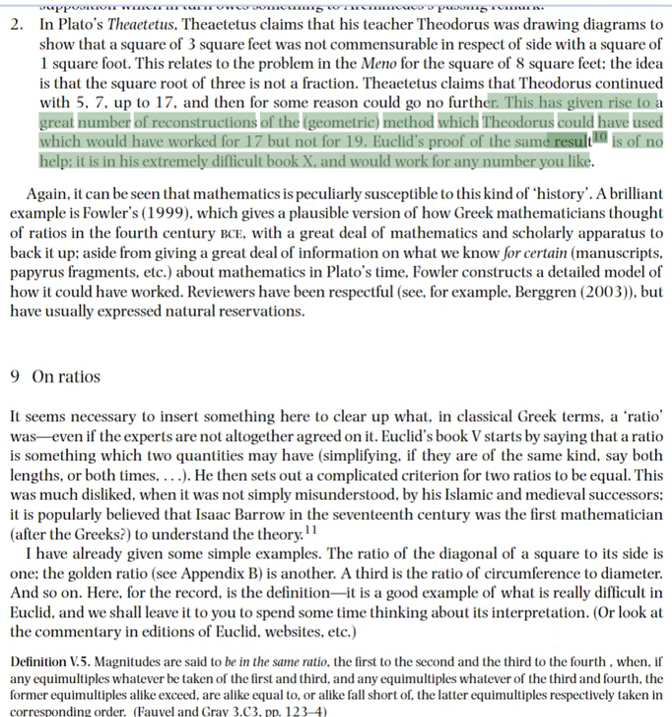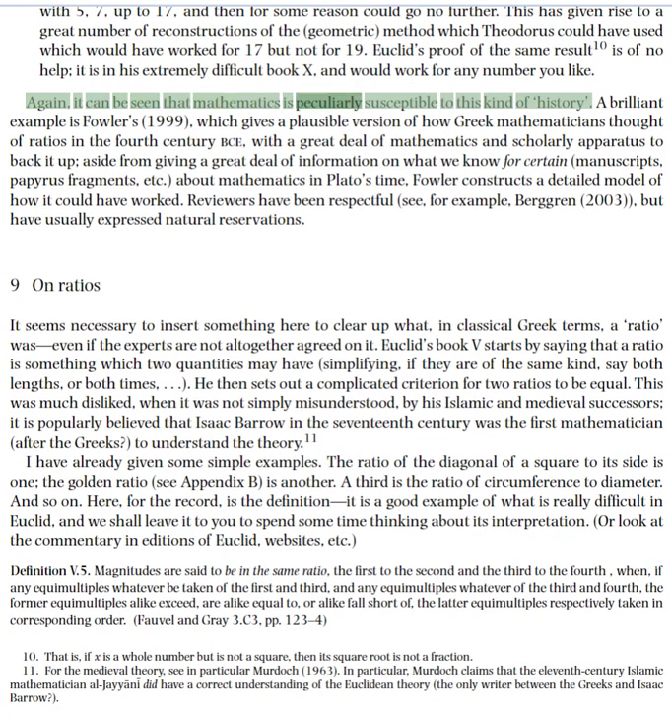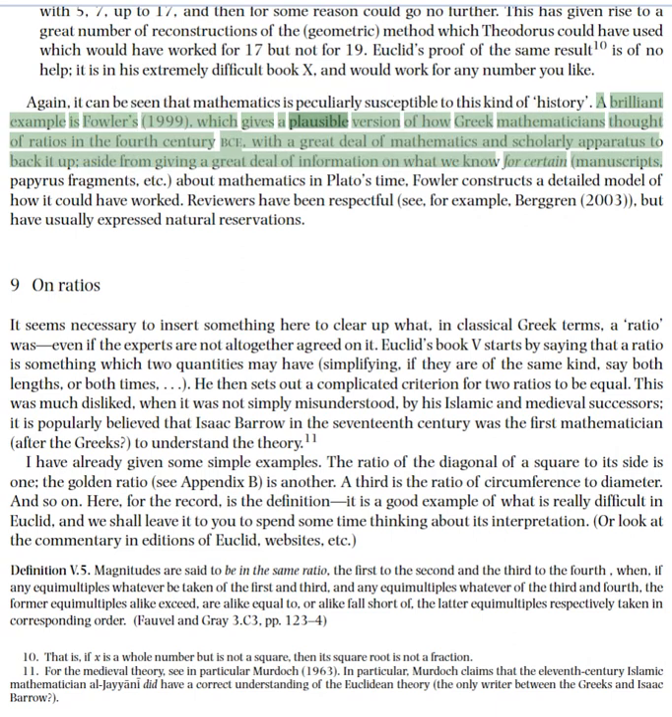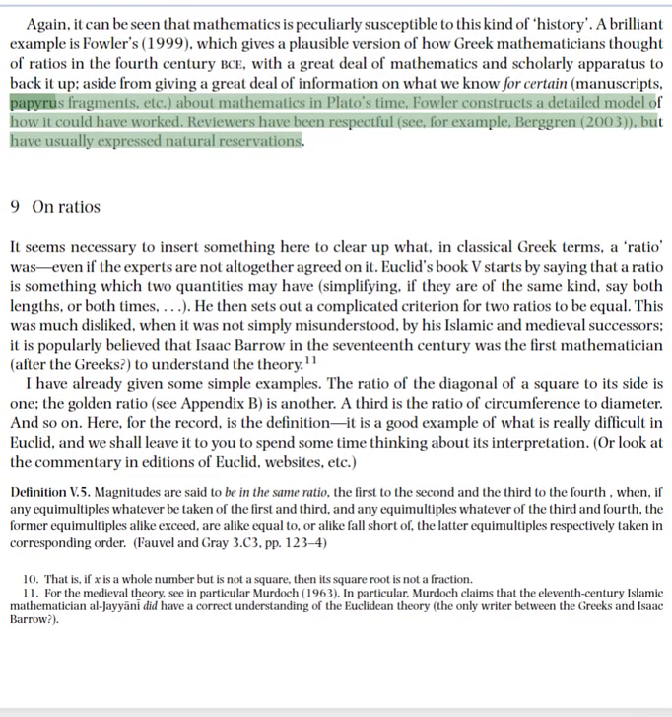Euclid's proof of the same result 10 is of no help. It is in his extremely difficult book X, and would work for any number you like. Again, it can be seen that mathematics is peculiarly susceptible to this kind of history. A brilliant example is Fowler's, which gives a plausible version of how Greek mathematicians thought of ratios in the 4th century BCE, with a great deal of mathematics and scholarly apparatus to back it up, aside from giving a great deal of information on what we know for certain, manuscripts, papyrus fragments, etc., about mathematics in Plato's time. Fowler constructs a detailed model of how it could have worked. Reviewers have been respectful, but have usually expressed natural reservations.